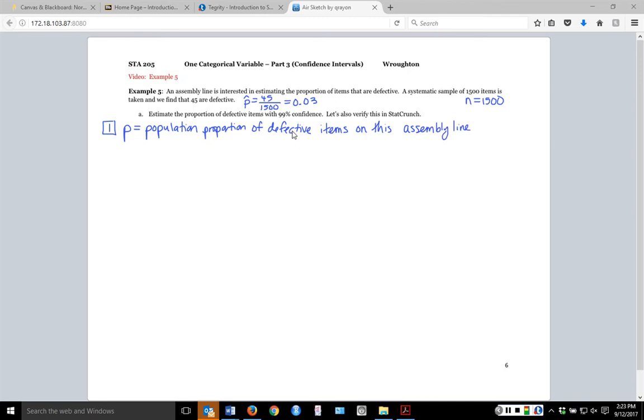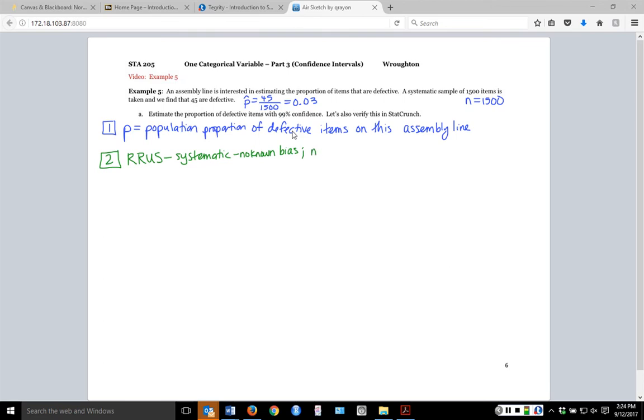Our second step is to do our conditions. So we need to have a relatively random and unbiased sample. As it states here, they took a systematic sample of 1,500 items. That means they maybe pulled the first item, then the next 100th item, then the next 100th item. So kind of one every now and then, just coming off of their assembly line. So hopefully it seems like this systematic sample would be a smart way to do it, because they're not necessarily getting them all right after each other when there might have been a malfunction with the machine. So there really isn't any known bias going on with our sampling method.